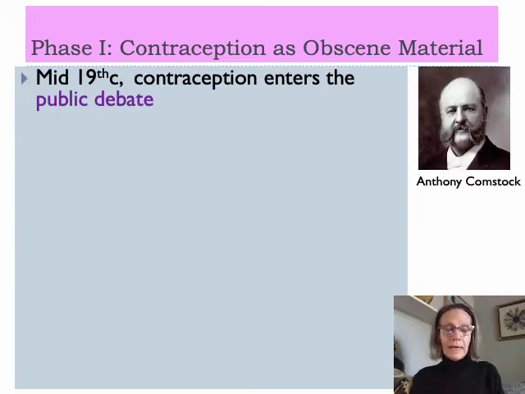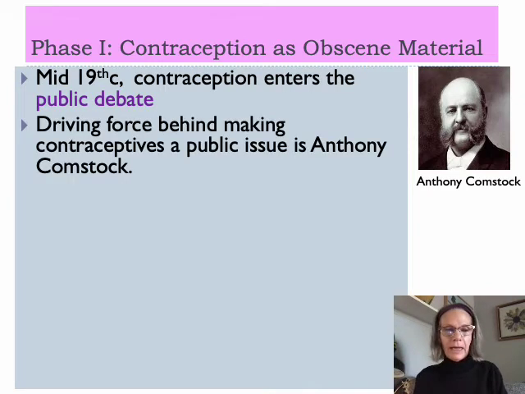It's in the mid 19th century, around the 1860s, that contraception begins to enter the public debate. And the driving force behind making contraceptives a public issue is Anthony Comstock, who is pictured there. So who's Anthony Comstock? Well, Anthony Comstock was born in 1844. He was raised as a strict Puritan, with a very religious upbringing. He fought in the Civil War, and then after the Civil War, he took a job in New York City.